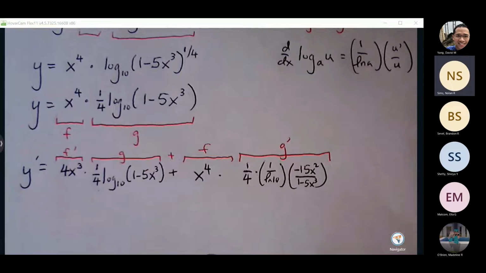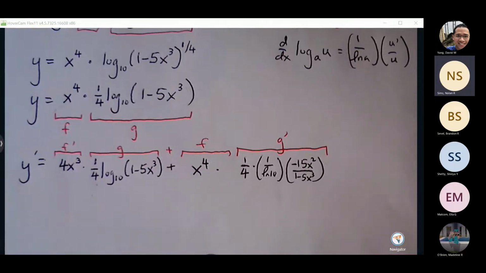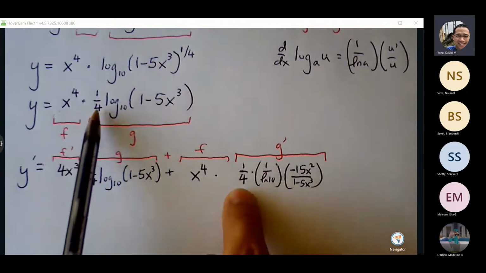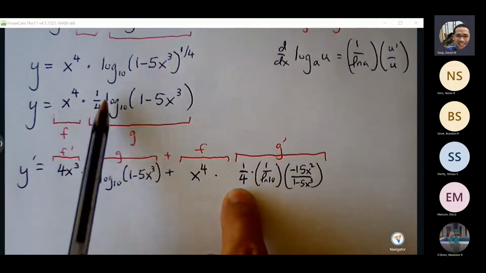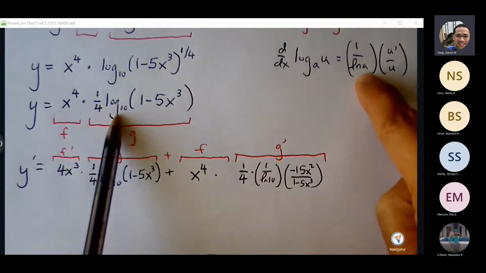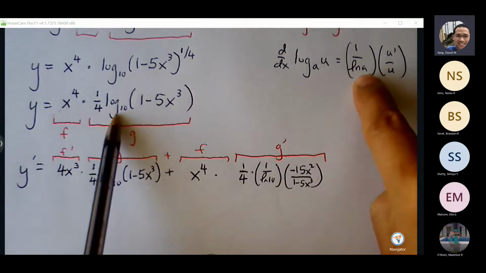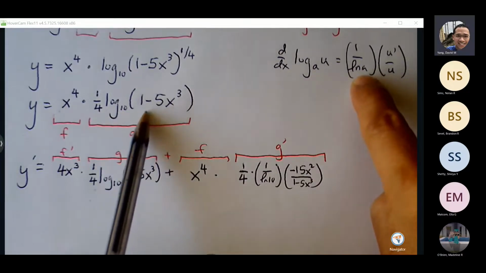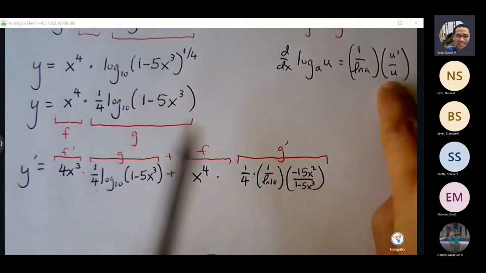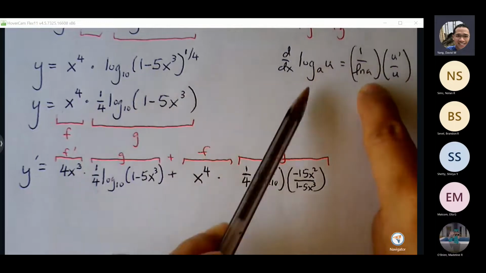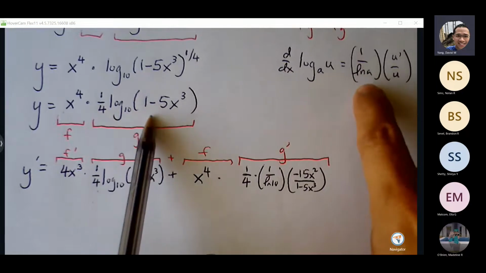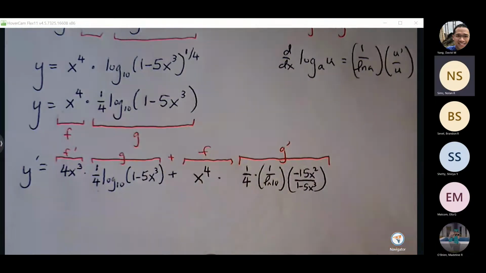Yes, question? How do you get the g prime again? That g prime came from this expression here, right? So my 1/4 is going to stay. Log base 10, that's my log base a. It'll be 1 over natural log of a, so 1 over natural log of 10. And then my u value is 1 minus 5x cubed, so negative 15x squared over 1 minus 5x cubed. So I'm just following whatever my rule says, matching the parts with my derivative rule and applying my derivative rule. Okay.